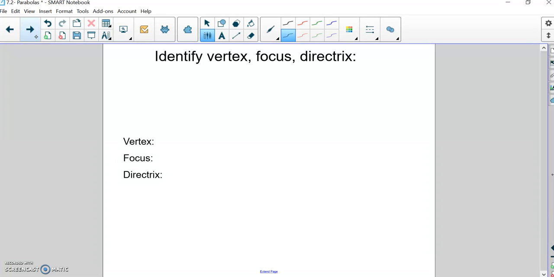We're going to identify the vertex, focus, and directrix of the following parabola. I'm going to give you the equation, and then we're going to go through and find this, and I'll show you how easy this process is. So let's say, for example, we had something like this: (y - 3)² = 8(x + 2).